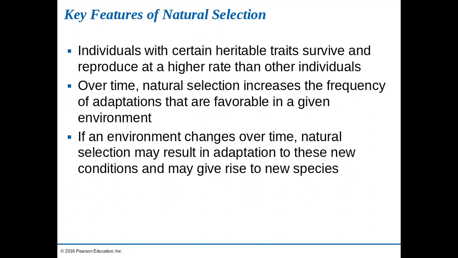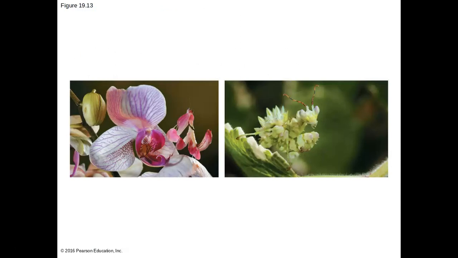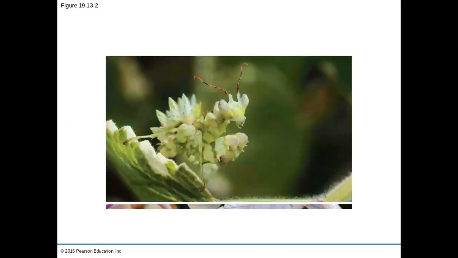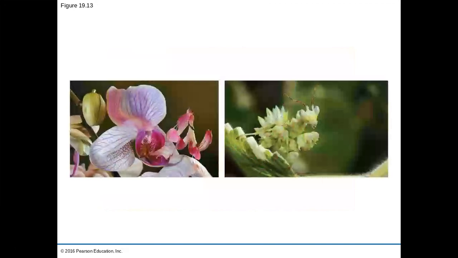If the species does not have traits that are favorable in the new environment, they will not be able to adapt and we might see extinction. So you can see here the trait of camouflage in effect. There's the bug, and there's another one. So they are able to survive and reproduce in their environment.